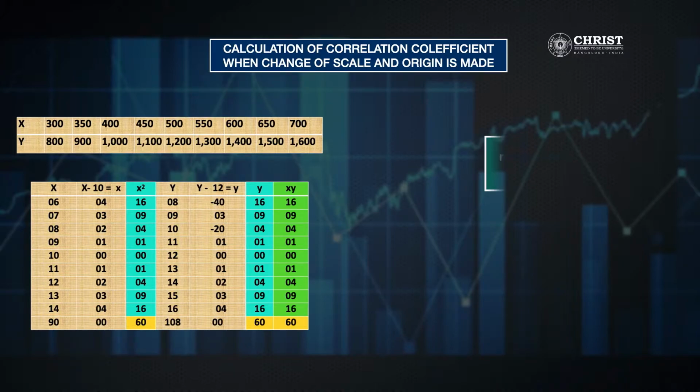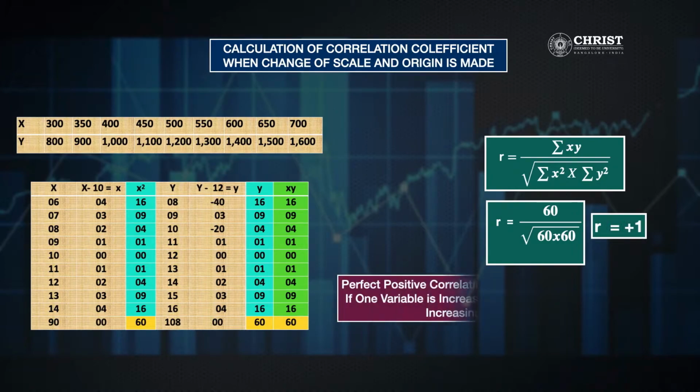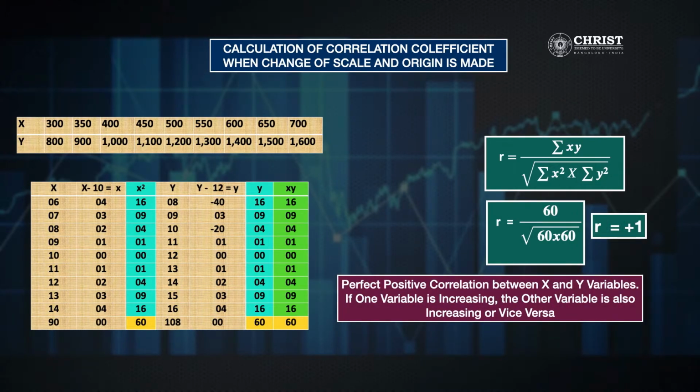Now, you have to substitute the values in the equation. You know that r is computed as sigma xy divided by root of sigma x squared into sigma y squared. When we substitute the values, r is equal to 60 divided by root of 60 into 60, that is equal to plus 1. That means perfect positive correlation between x and y variables. If one variable is increasing, the other variable is also increasing, or vice versa. We have seen that x series values are increasing at 50 and y series values are increasing at 100. Perfect positive correlation.